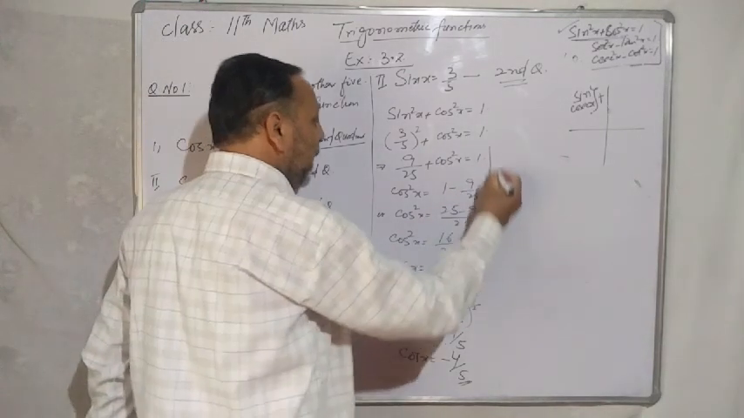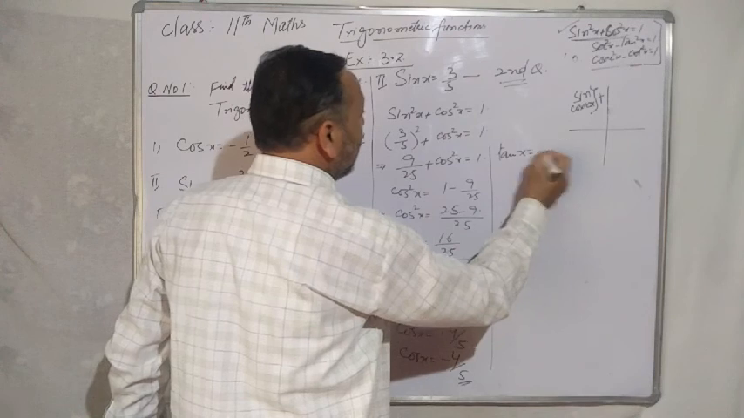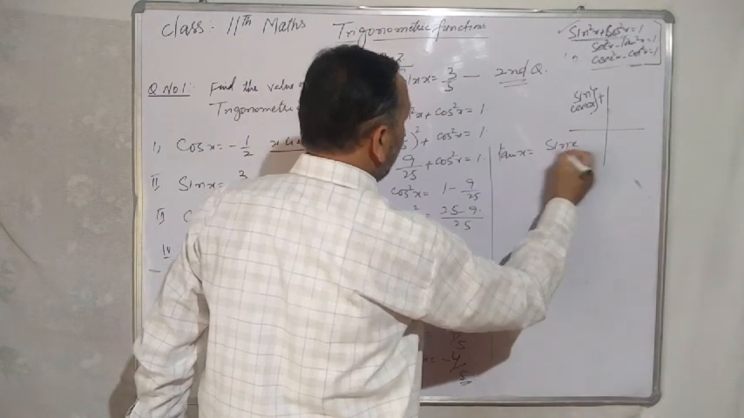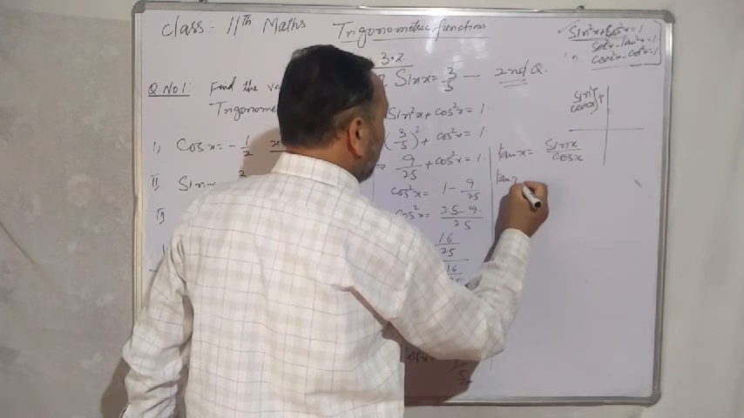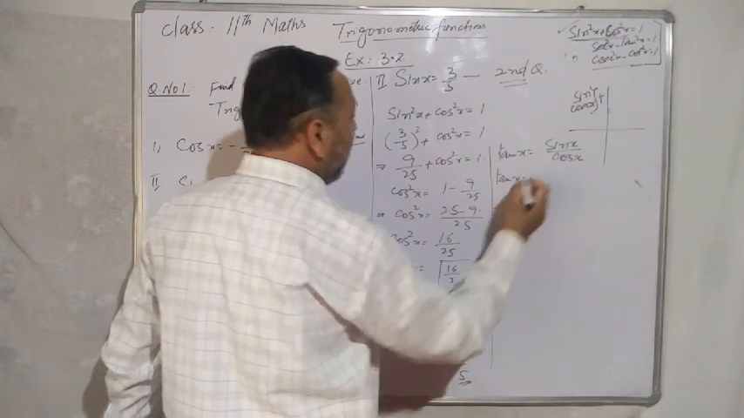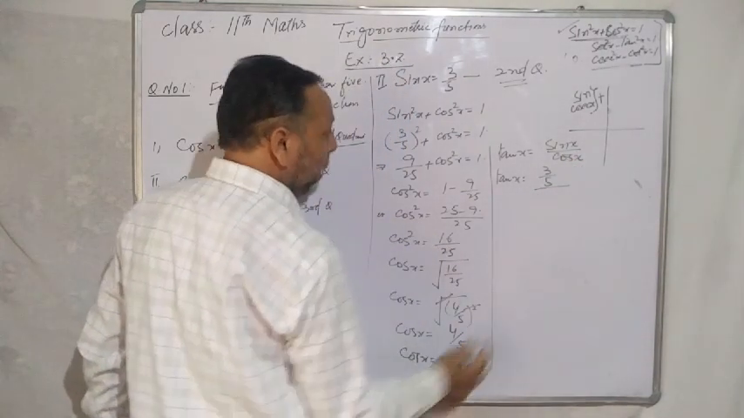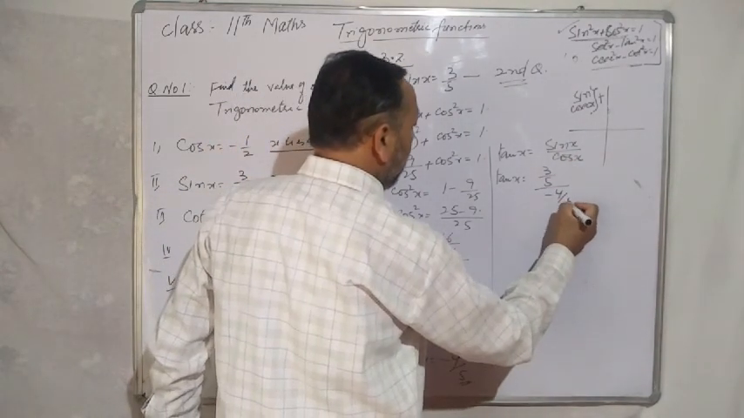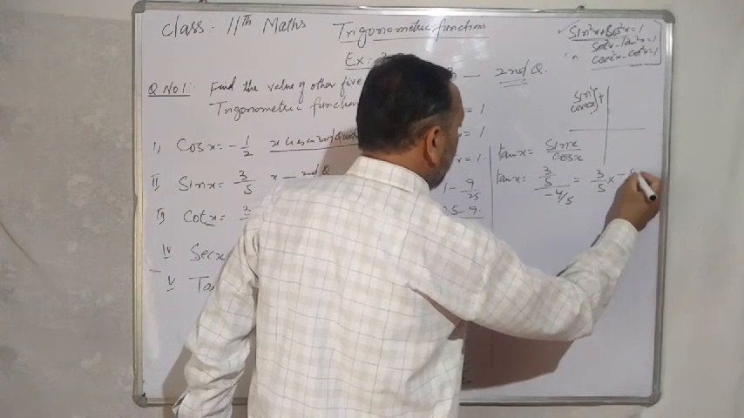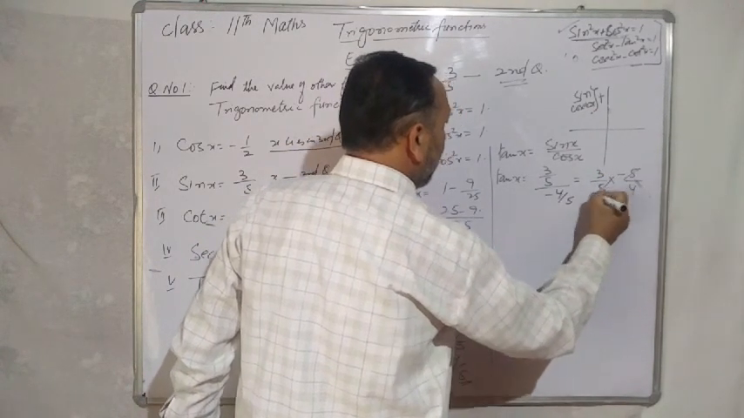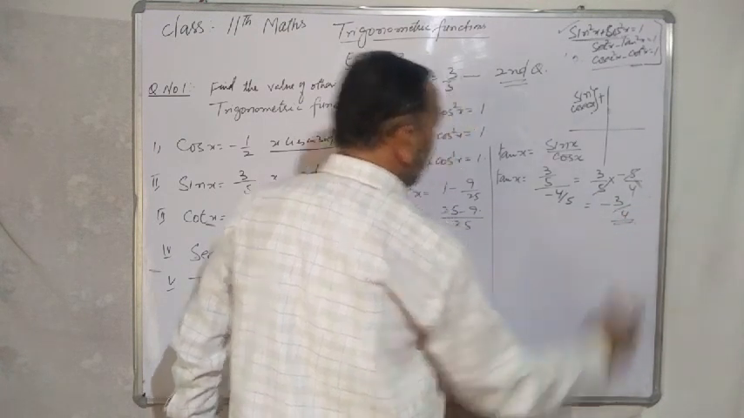Now let us move to tan x. Tan x is sin x divided by cos x. It means tan x is equal to sin, which is 3 by 5, divided by cos, which is now minus 4 by 5. So it will be 3 by 5 into minus 5 by 4. 5 and 5 cancel. So tan x is minus 3 by 4.